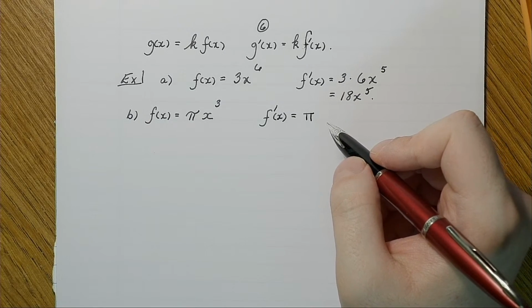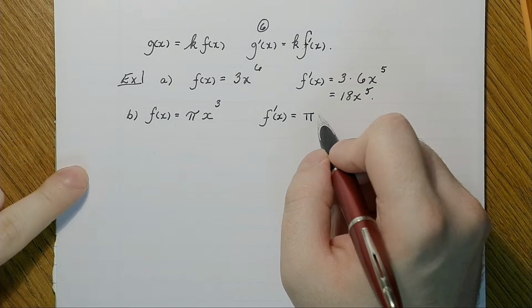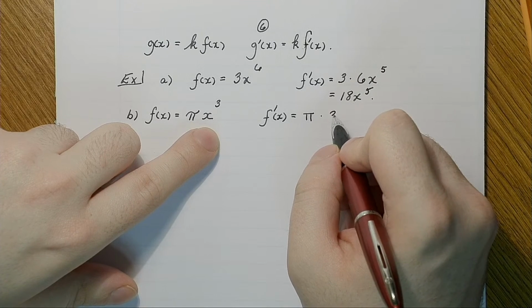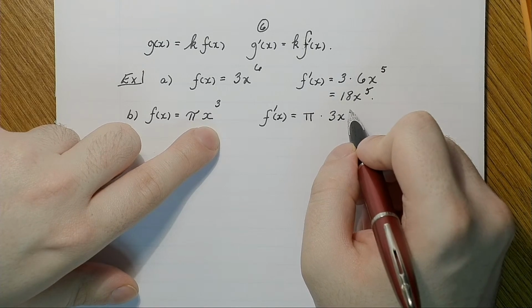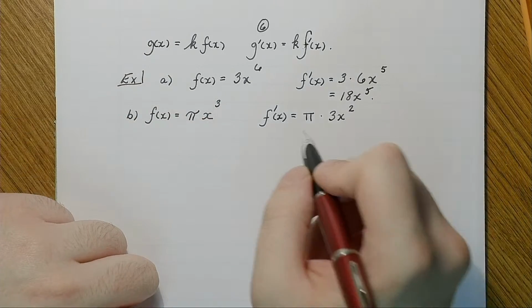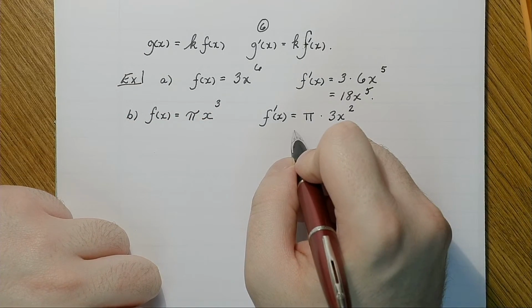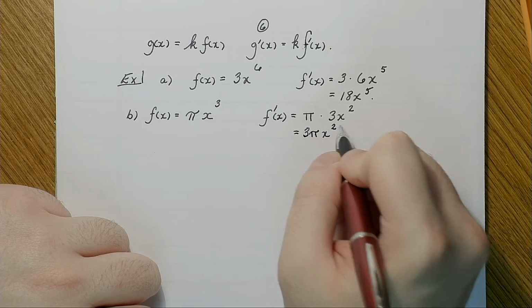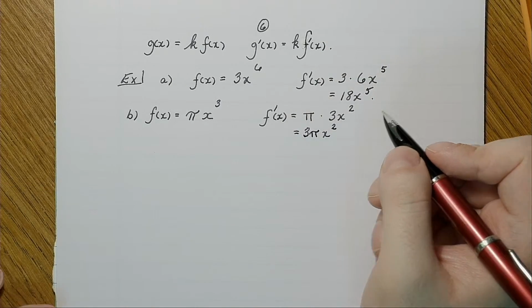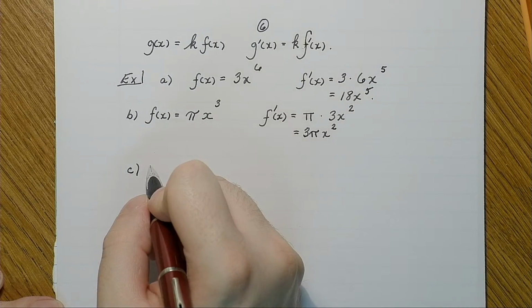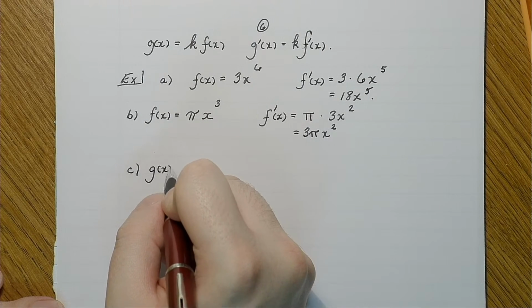Okay, and then we leave the constant alone. We're going to multiply by the derivative, and that derivative is the 3 comes down in front, x to the 3 minus 1, so that's 2. So some people would prefer to see it as 3 pi x squared, like that. Let's do g of x.